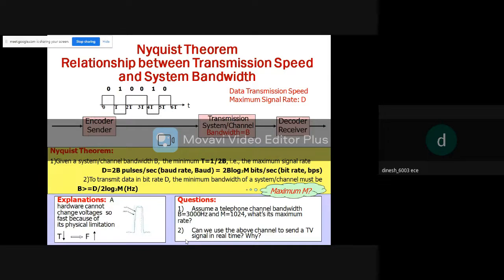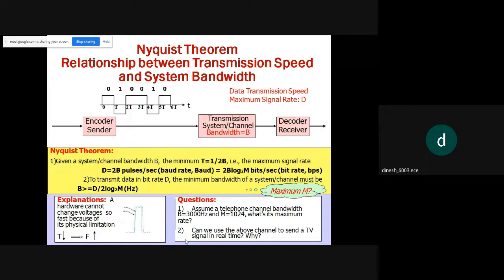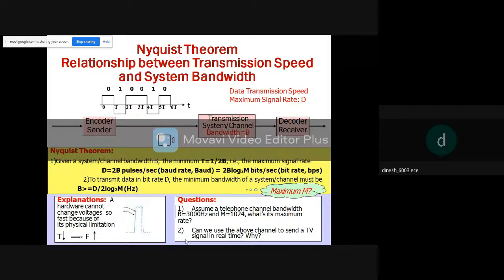is equal to 2B log to the base 2 M bits per second. So to transmit data in bitrate, the minimum bandwidth of a system or channel must be greater than or equal to D by 2 log to the base 2 M hertz. Next comes Shannon's theorem.